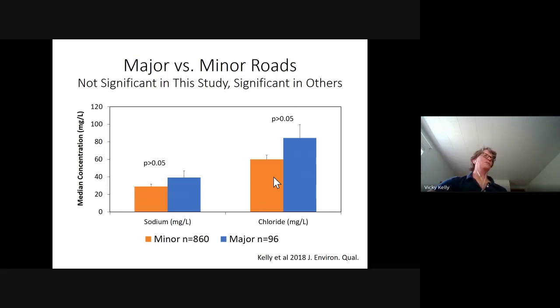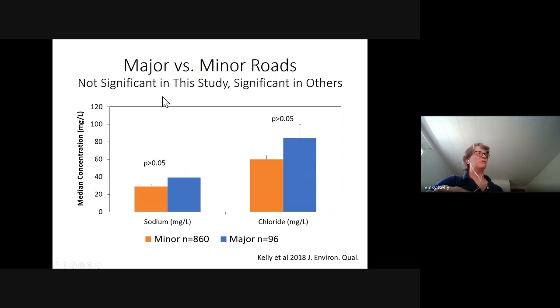What did we find? Well, one of the obvious questions to ask was, does it matter if wells are adjacent to major versus minor roads? In this graph, you'll see sodium on the left and chloride on the right. Minor roads are represented by the orange bars, and major roads by the blue bars. This is the median concentration of sodium and chloride for wells adjacent to minor and major roads. We found no significant difference in the chloride concentration in wells adjacent to minor versus major roads.